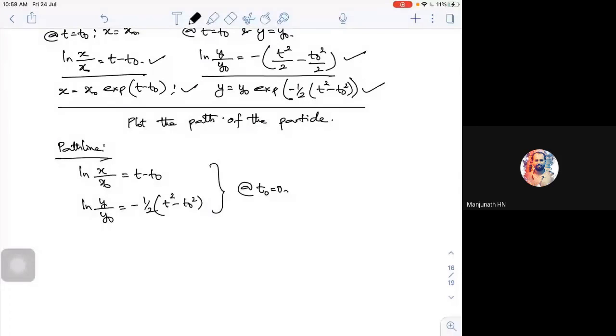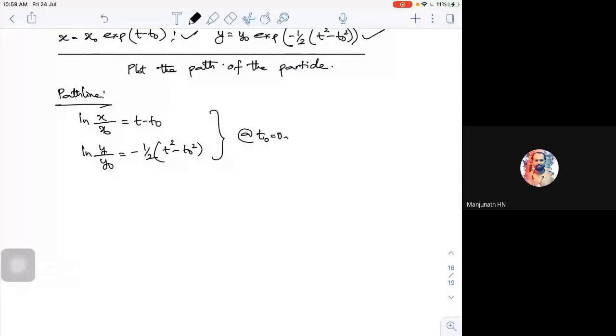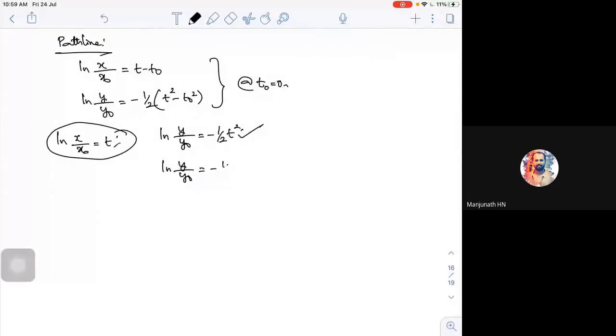If I'm able to simplify the equation, whatever function I'm going to get, if I equate it to 0, whatever line I'm going to get, try to plot it, try to put a contour, whatever I'm going to get, that is your path line. Okay. So now, if I put t minus t naught is equal to 0 in the first equation, I get ln of x by x naught is equal to t. The second equation gives ln of y by y naught is equal to minus of t square. Now I have the t here. I can substitute for t in this equation. So, ln of y by y naught is equal to minus 1 by 2 into ln of x by x naught whole square. This is the equation.